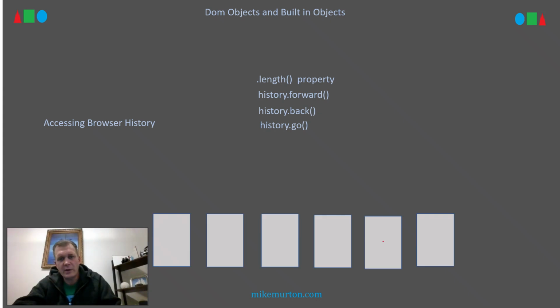So for instance, if I had 6 pages, 1, 2, 3, 4, 5, 6, and I typed history.go(-3). I'm on the page with the star. I go back -1, -2, -3, and I end up on this page, or the third page of the 6 pages.